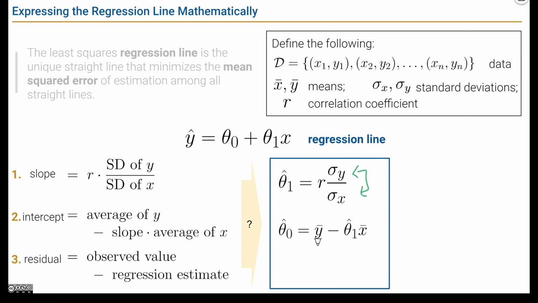And then the average of y is y bar minus the slope, which we already solved for, times the average of x. So this is what you're going to see that we will frequently just write. And it's the same result, just in our simplified math notation. And then there is your error for the ith data point, also known as the residual.